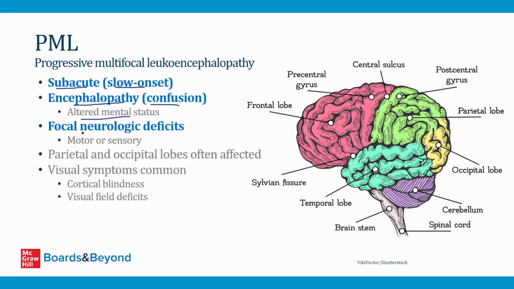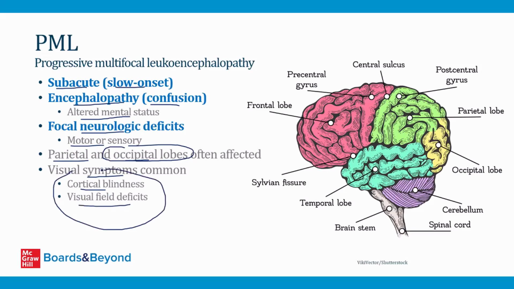There can also be focal neural deficits sometimes because of demyelination. Those can be motor or sensory. The lobes of the brain that are most commonly affected are the parietal and occipital lobes, and because our visual cortex is in the occipital lobe, visual symptoms are common with PML. Patients can develop cortical blindness. They can also develop visual field defects, and I talk about all these things in videos in the ophthalmology section.